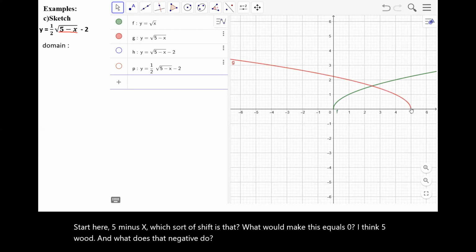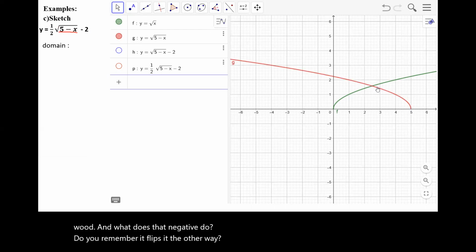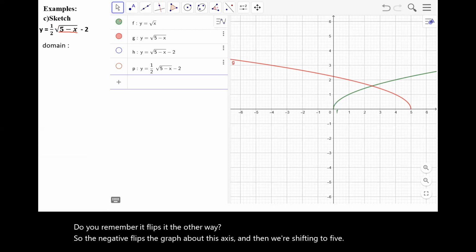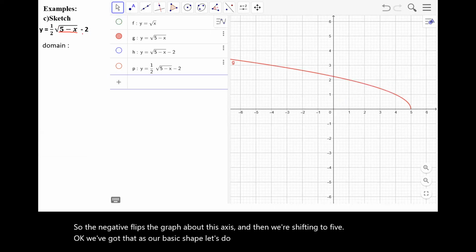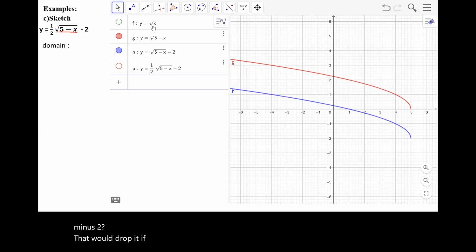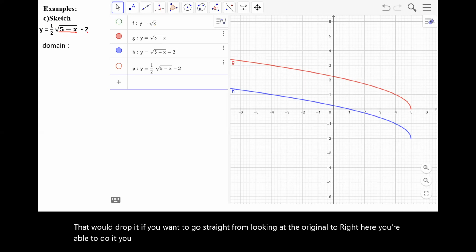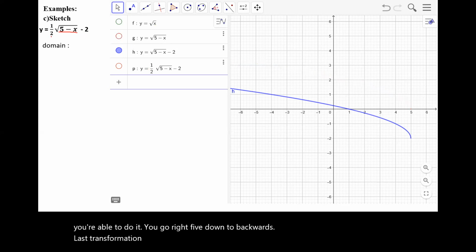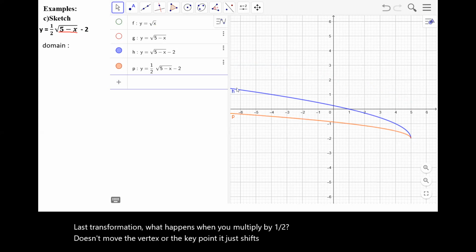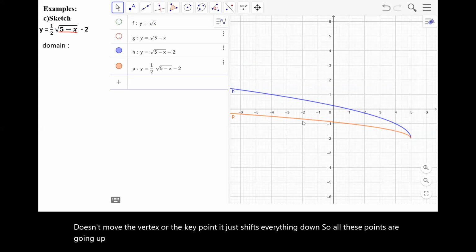Do you remember it flips it the other way? So the negative flips the graph about this axis, and then we're shifting to 5. Okay, we've got that as our basic shape. Let's do some more transformations. What about the minus 2? That would drop it. If you want to go straight from looking at the original to right here, you're able to do it. You know, you go right 5, down 2, backwards. Last transformation, what happens when you multiply by a half? Doesn't move the vertex or the key point, it just shifts everything down. So all these points are going up half as much as they used to.